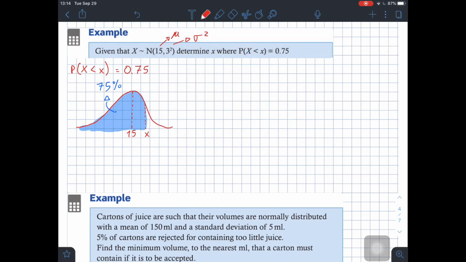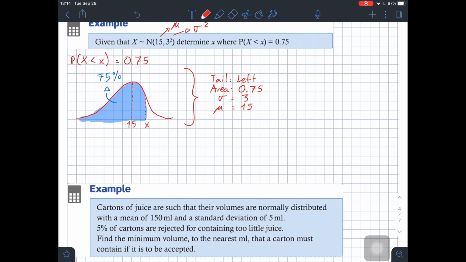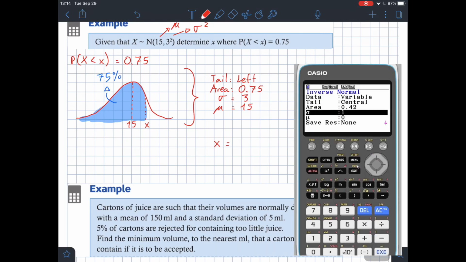We would have to go to the calculator and write as our tail, we're going to write to the left in this case, right? Tail left. The area would be 0.75. The standard deviation is, in this case, 3, and the mean is 15. So the only thing that actually changes with respect to the previous example is that we change the values of the standard deviation and the mean, okay? So if we go back to the calculator, we're going to put tail to the left. The area is 0.75, the standard is 3, and the mean is 15. Click on execute, and there you have the value of x, which produces this probability.